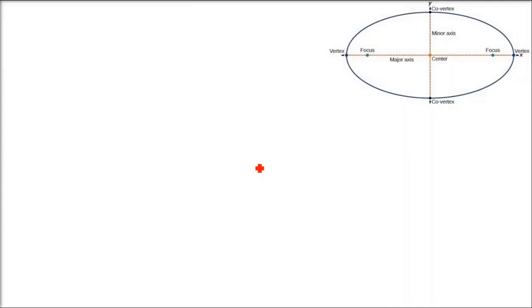Now two things we need to understand more: ordinate, double ordinate and latus rectum. So if you make a line which is parallel to the y-axis, it will cut the ellipse in 2 points. So x will remain same, y will change. So what is y? These two y's are double ordinate.